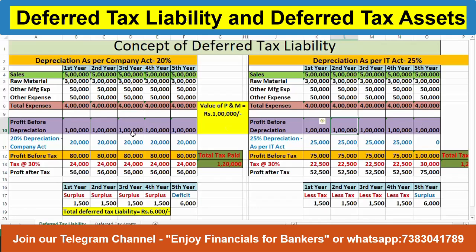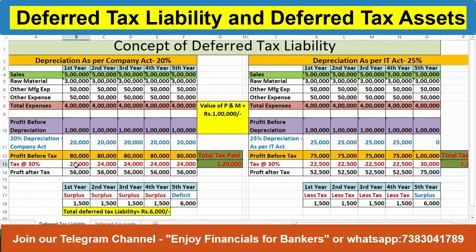Now coming to the depreciation, as per the Company Act 20%, 20% for 5 years it has provided. As per income tax 25,000, 25,000, 25,000 the company has provided. So now you see the profit before tax as per the Company Act is 80,000, whereas as per the Income Tax Act it is 75,000. So on 80,000, since the profit before tax is more, the tax will be more. Whereas as per income tax, the profit is 5,000 rupees less, so the tax will be less.